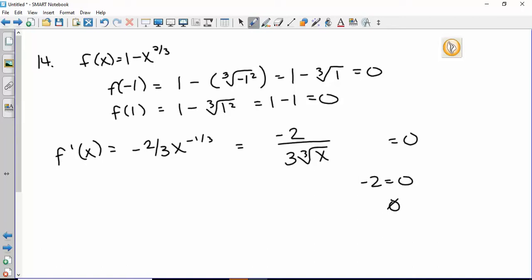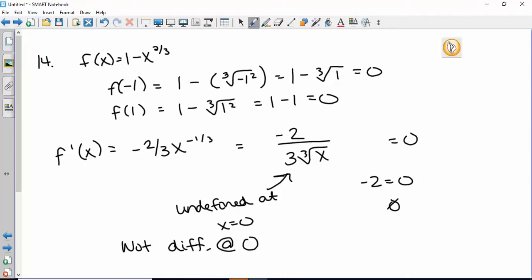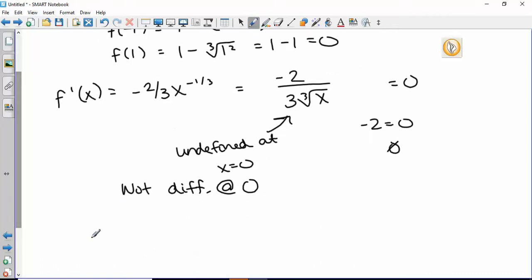Remember, Rolle's theorem has conditions. It has to be continuous and differentiable. Continuous, you can put any number you want into a cube root, right? Differentiable, when I find this derivative, it is undefined at x equals 0, which means my function is not differentiable at 0. 0 is in the interval we're looking at, so it's not differentiable. That means we can't use Rolle's theorem.